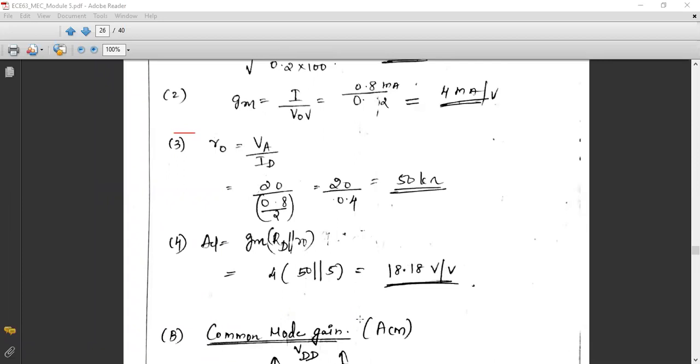So tomorrow we will learn how to find the common mode gain and CMRR. Today we have finished the differential mode gain in two ways, that is the single-ended way and the double-ended way. In the next class we will find the common mode gain of this differential amplifier, and after computing the common mode gain, we will go for the CMRR. So let us stop here. Thank you for joining.